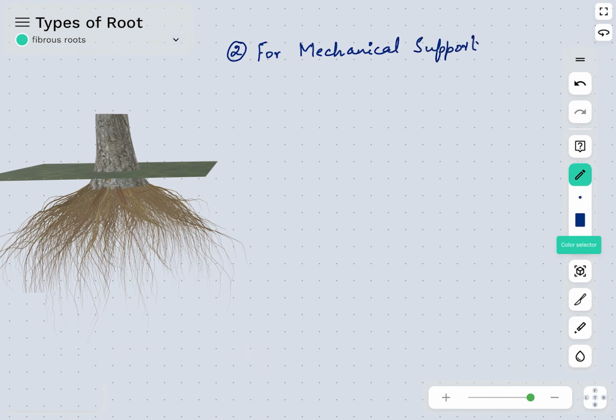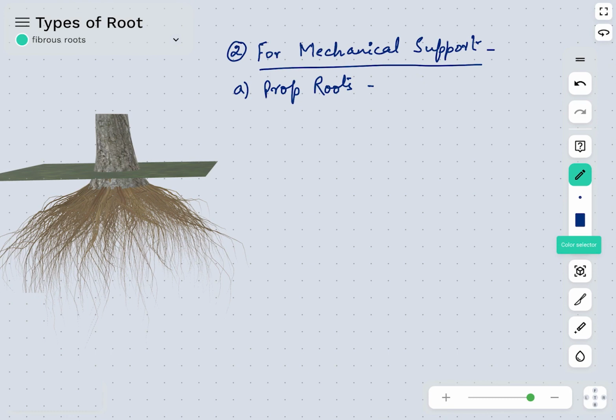So for mechanical support, there are usually 4 different kinds of roots being present, in which 2 are very prominent. The first one is called prop roots. Prop root is a very common root which will arise from the branches of the stem part, and it will grow downward towards the soil. So that's why these roots are negatively geotropic. Since they will grow against gravity, these are negatively geotropic.